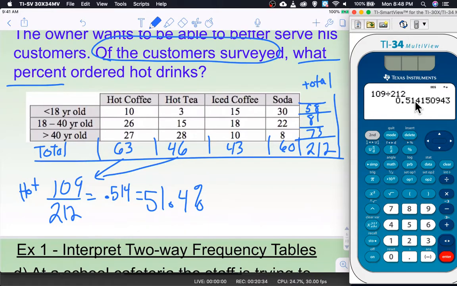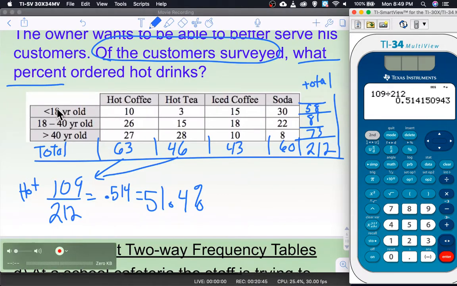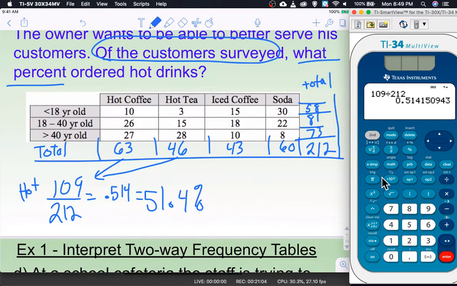But we could even answer other questions, like, do you see a pattern here on somebody's age versus the drinks they get? Well, yeah. You notice young people that are less than 18 ordered a lot more cold drinks than hot drinks. Old people ordered a lot more hot drinks than cold drinks. That's a relation that we could find from the table. That's something a little interesting. It wasn't the question they asked, but that's something that we could figure out from the table if we needed to.